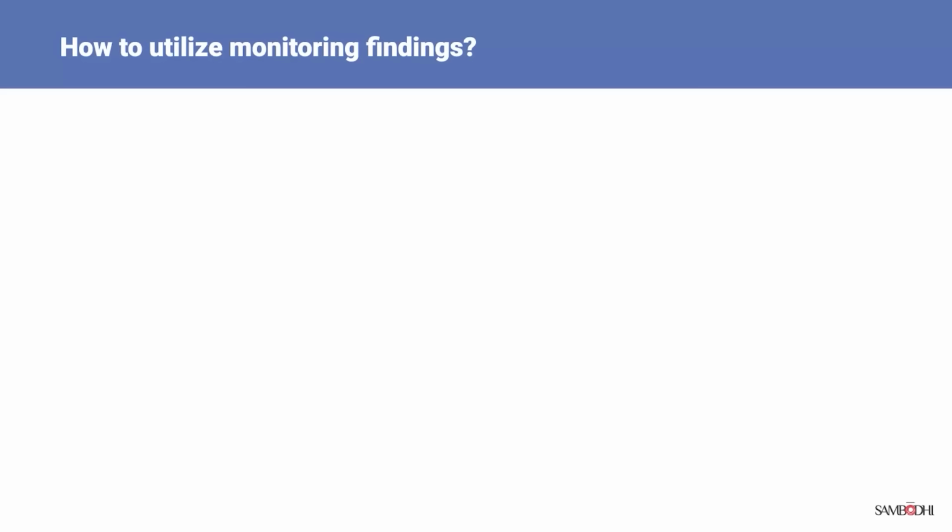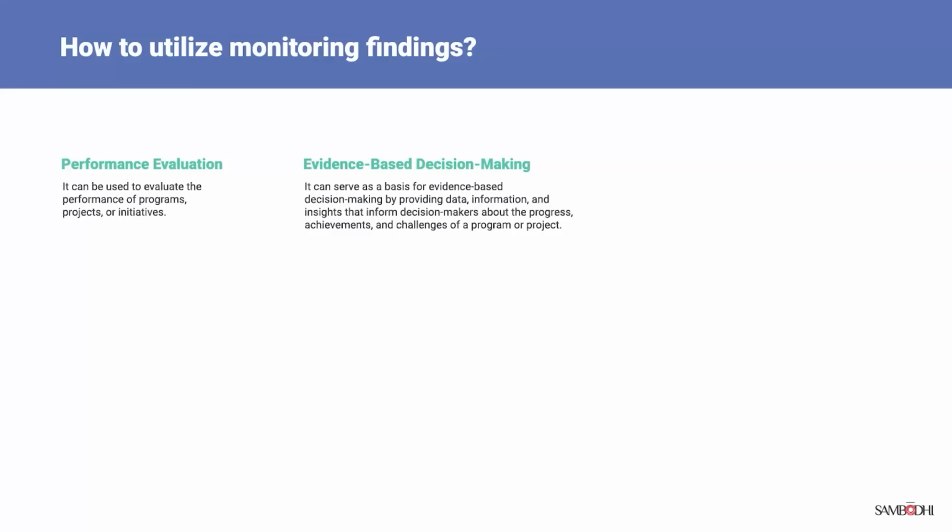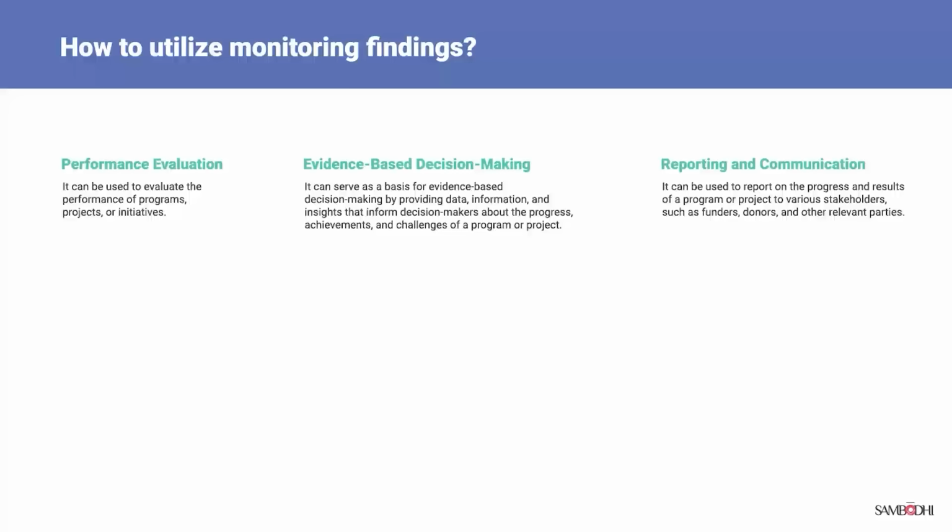We can take the following measures to effectively utilize the monitoring findings. Firstly, it can be used to evaluate the performance of programs, projects, or initiatives. Secondly, it can serve as a basis for evidence-based decision-making by providing data, information, and insights that inform decision-makers about the progress, achievements, and challenges of a program or project. Thirdly, it can be used to report on the progress and results of a program to various stakeholders, such as funders, donors, and other relevant parties.